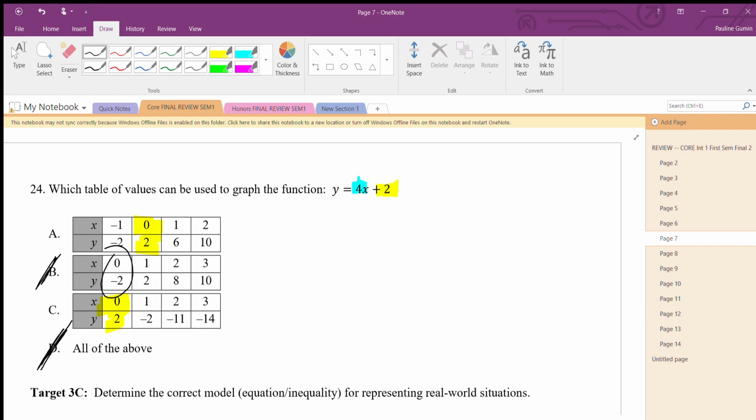So let's take a look at our two tables. The first one, the x's are going up by 1. The y's are going up by 4. Well, that's great. We got our answer right away. Lucky us.